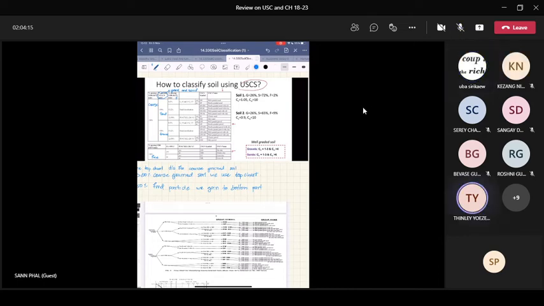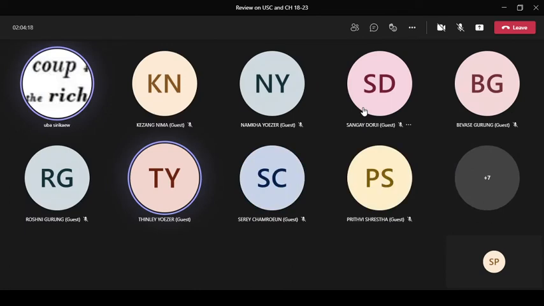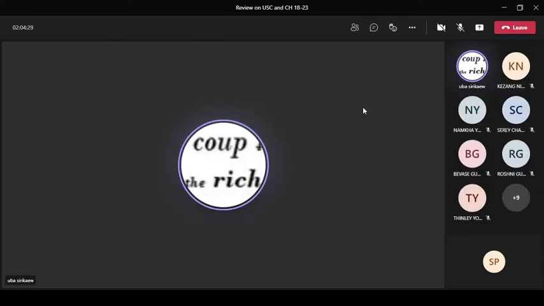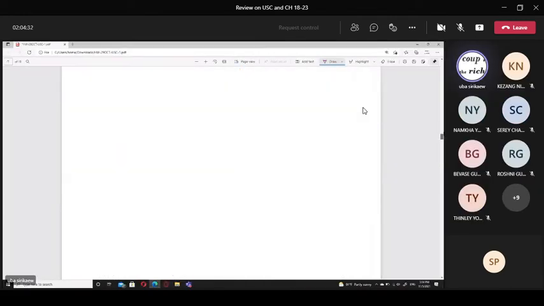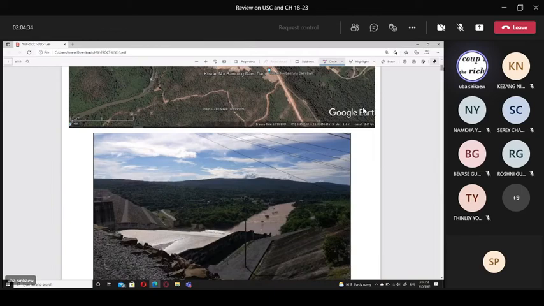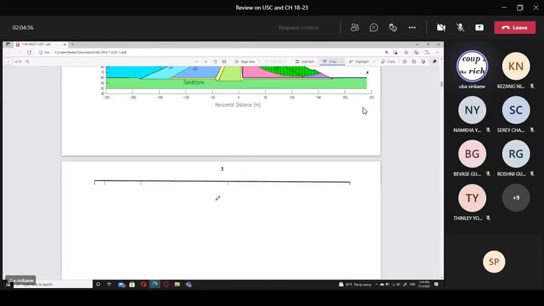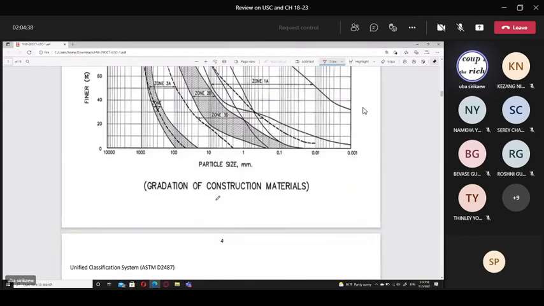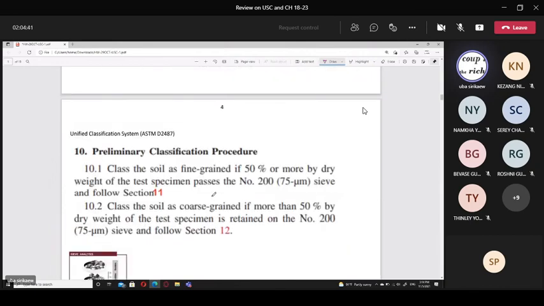Okay, that's okay. I share my screen and I ask one by one. Siri, you are the first person. Before I ask you one by one, I will give a conclusion first. Let me go step by step. First of all, when you look at the procedure, the first thing you have to do is use the 200 sieve.